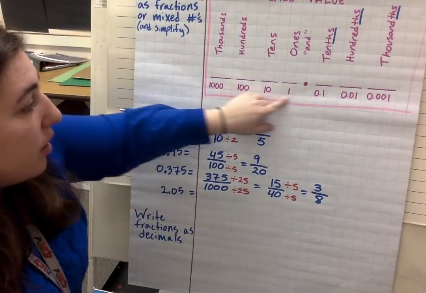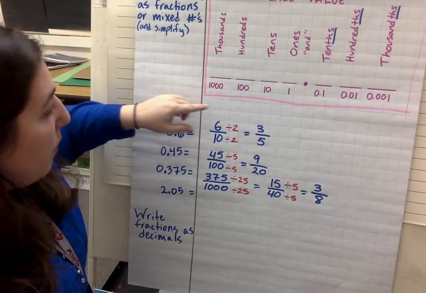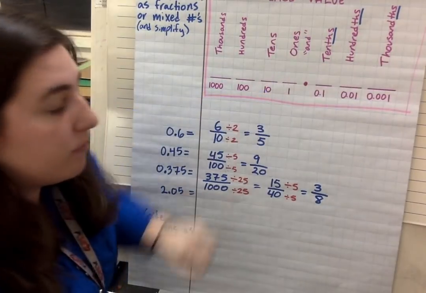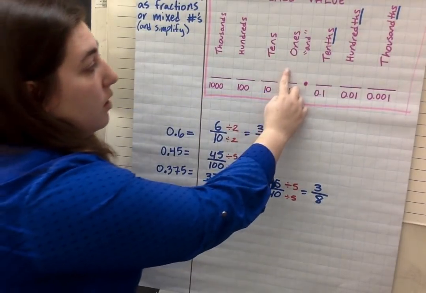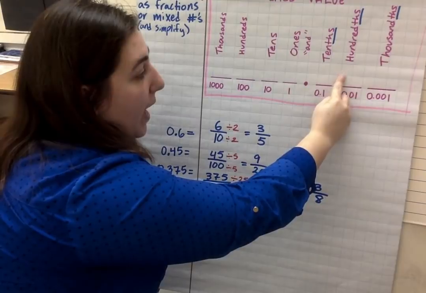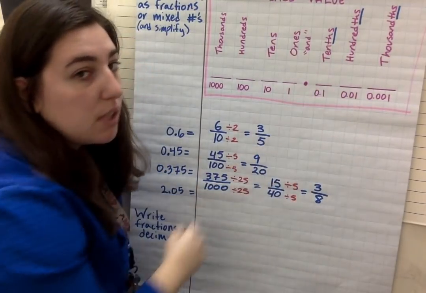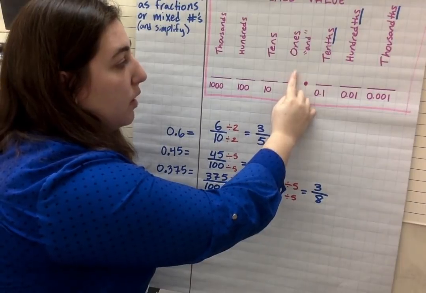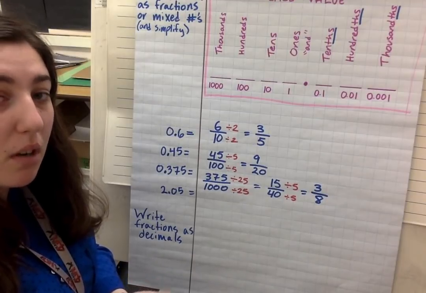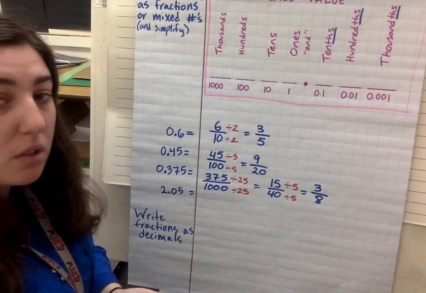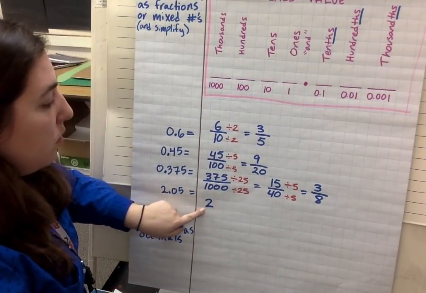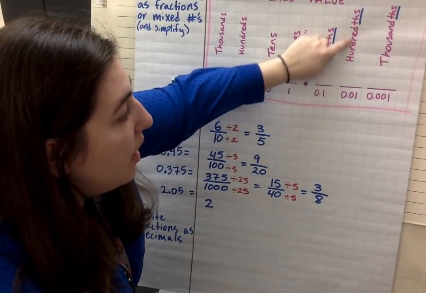Looking at our place value chart, we would put the 2 in the 1 spot, so 2.05. But the way we would say it, 2.05, we would say it as 2 and 5 hundredths. You don't say the 0. So 2 and 5 hundredths. The way that we say it is the way that we're going to write it. And remember, this is a mixed number. Our whole number, what we have in the 1 spot, is 2. So 2 and 5 hundredths.